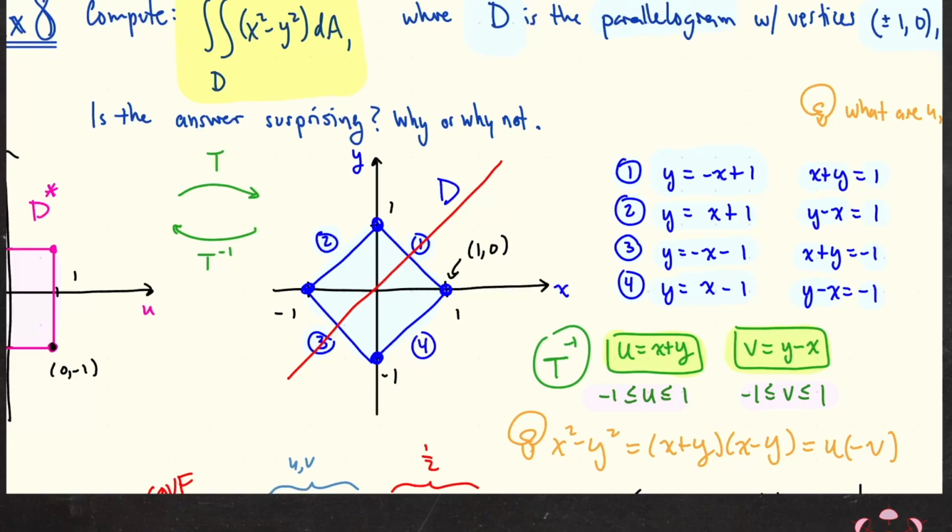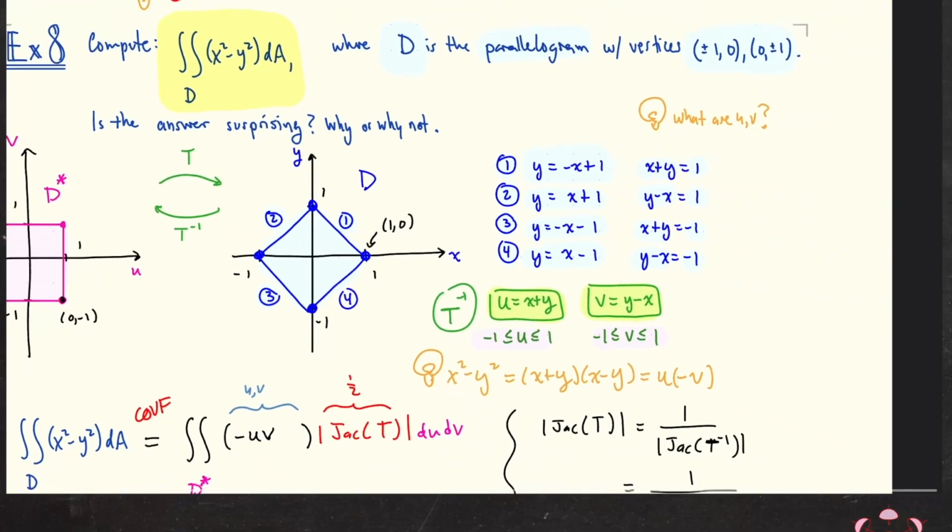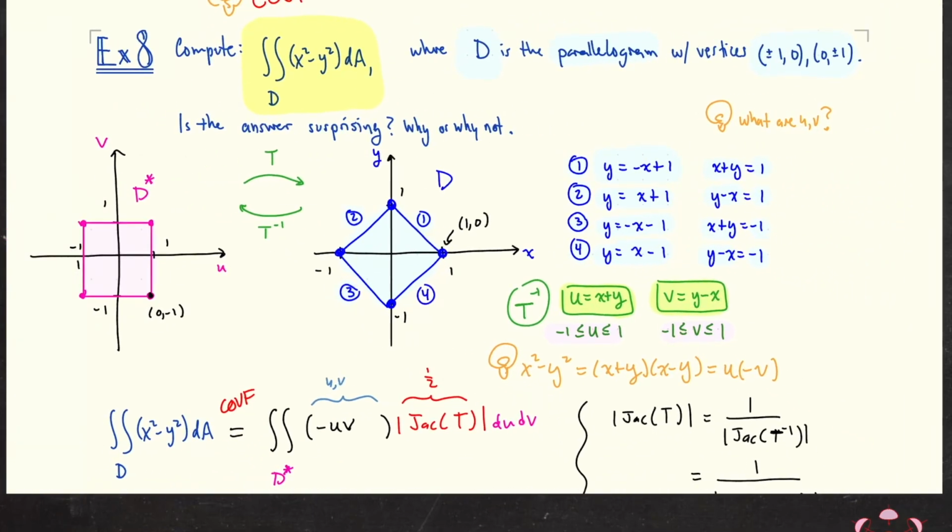So I think because this problem has this kind of symmetry built into it, the fact that we've got 0 is not really surprising. We could have probably anticipated that just by looking at the function we were integrating and then looking at the specific parallelogram, right?